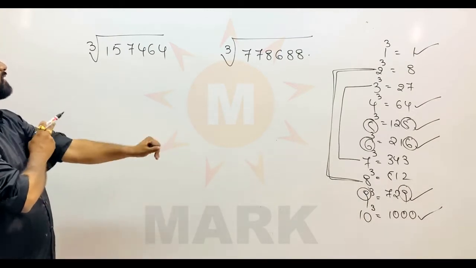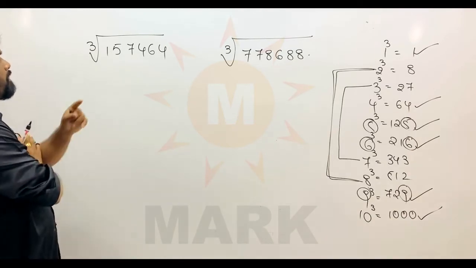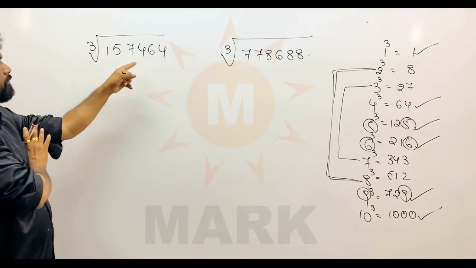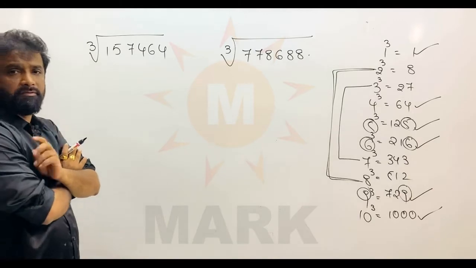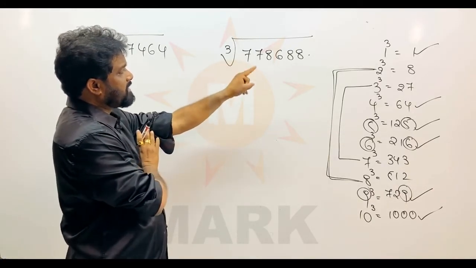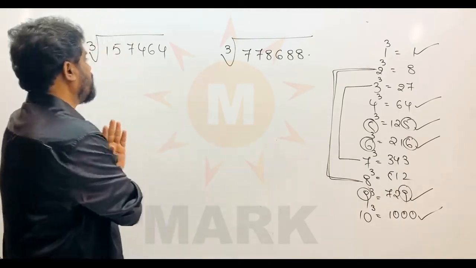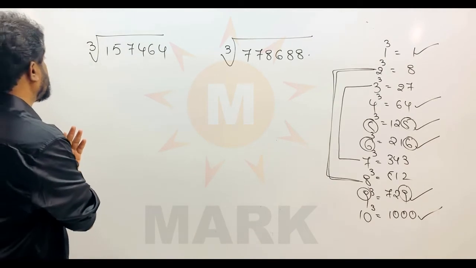Friends, coming to the questions, there are 2 questions that are given to you. Find the cube root of 157464, which is already declared as a perfect cube. And the second number is 778688. This is also a perfect cube. It is already declared. First only I said to you what is the requirement for this calculation.